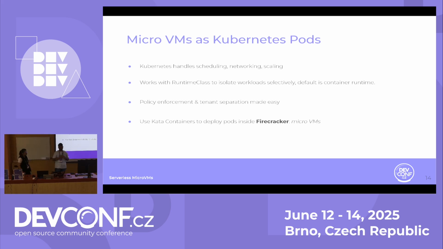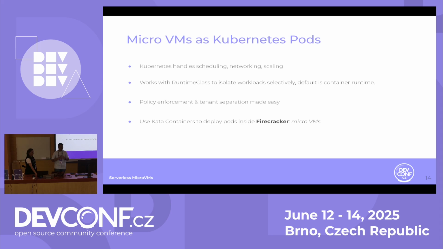So what does traditional Kubernetes isolation provide? It provides isolation with namespaces and network policies, right? By default, Kubernetes offers namespace isolation, RBAC access, and network policies. It also works with runtime class, and it provides policy enforcement and makes tenant separation easy.